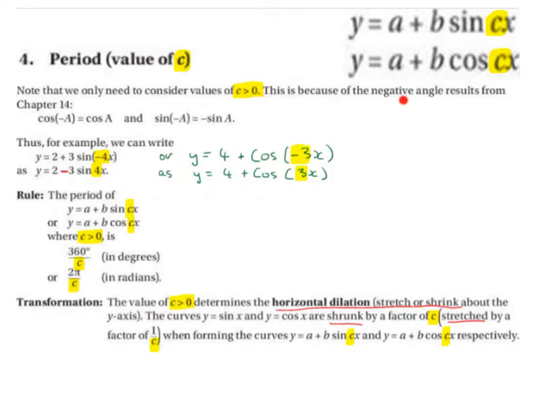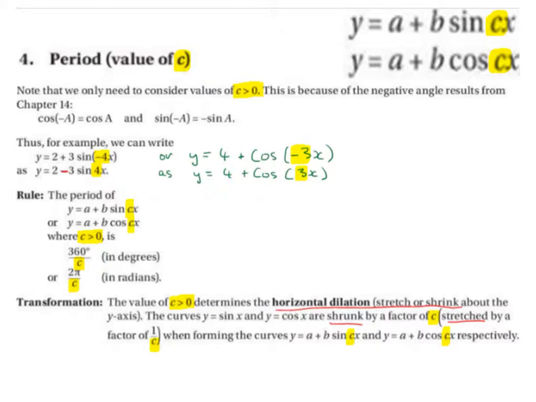This is because of the negative angle results from chapter 14. So we know that cos of minus a is really cos of a, and sine of minus a is really minus sine of a. Thus, for example, we can write y equals 2 plus 3 sine of minus 4x as y equals 2 minus 3 sine of 4x. So we bring the minus in front of the 3. Just like we would bring the minus in front of the sine.